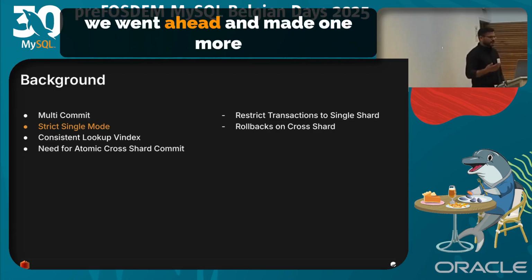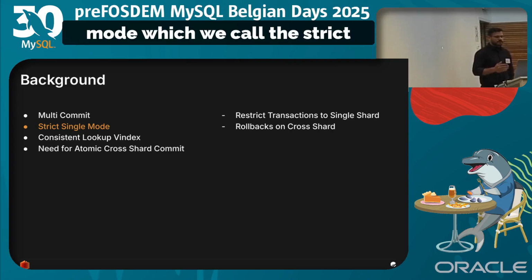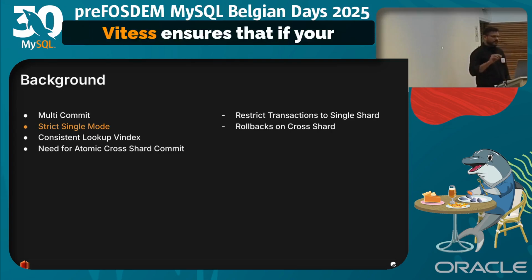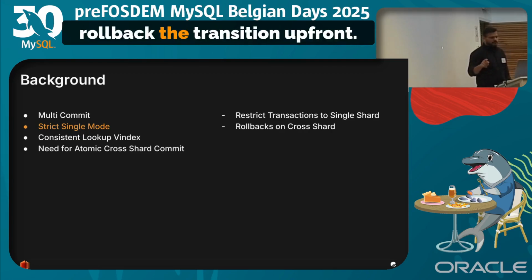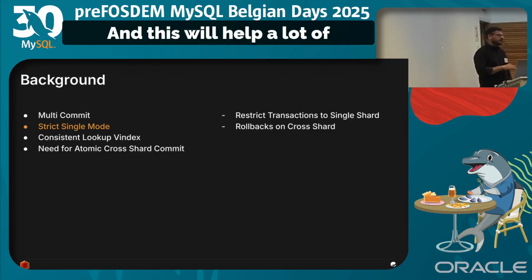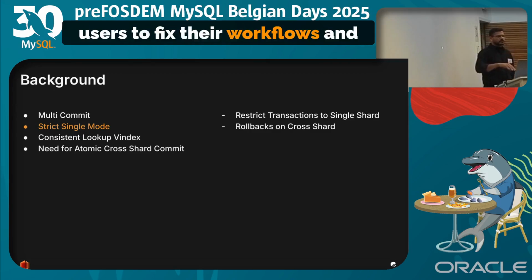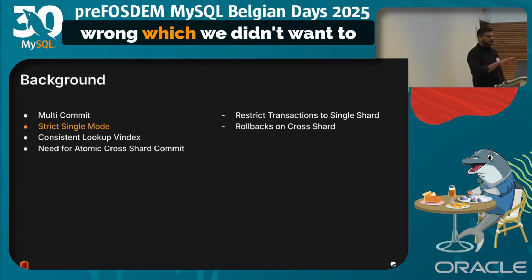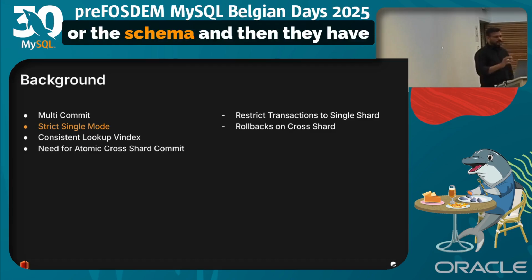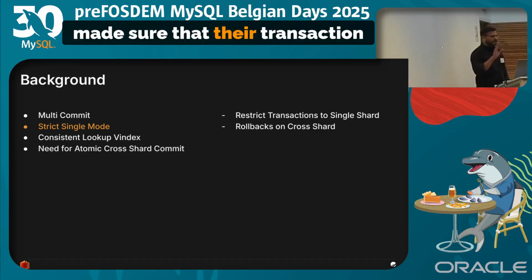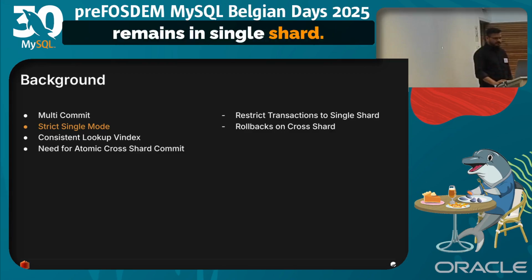What we did, we went ahead and made one more mode, which we call the strict single mode. In this case, Vitess ensures that if your query goes to multiple shards, then it fails the query and rolls back your transaction upfront. And this has helped a lot of users to fix their workflows and understand that something has gone wrong which they didn't intend. And then they have fixed their sharding scheme or schema management, and made sure that their transaction remains in a single shard.